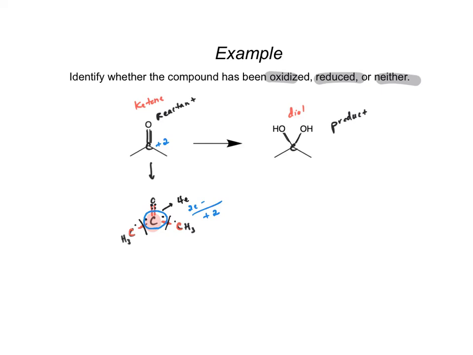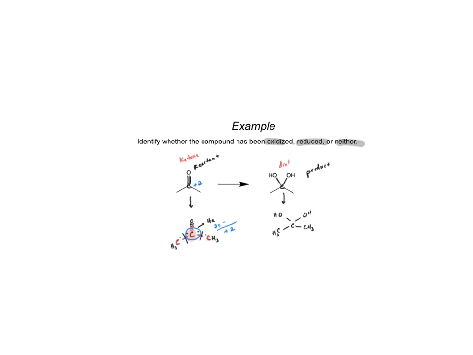Now to figure out if it's been oxidized or reduced, we need to do the same thing for the product. So again, we have a methyl, we have a methyl. I'll go ahead and draw this as a carbon. We have a carbon to oxygen-hydrogen, carbon to oxygen-hydrogen. Let me clear that up in the middle.